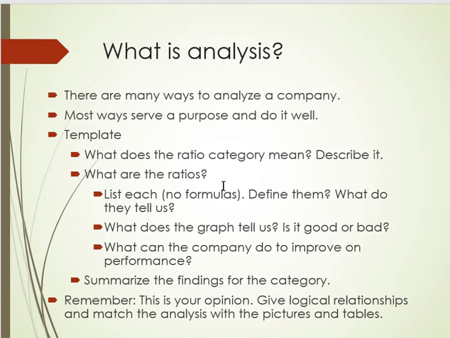And again, I would think you should at least be able to get 2 or 3 paragraphs to talk about each one of these categories. Now, what are the ratios that are in the categories? You need to define them. What does each one of them tell us? There's a graph. What does the graph tell us? Is it good or bad? How can the company improve on their performance? And of course, in the end, you want to summarize the findings for that category.